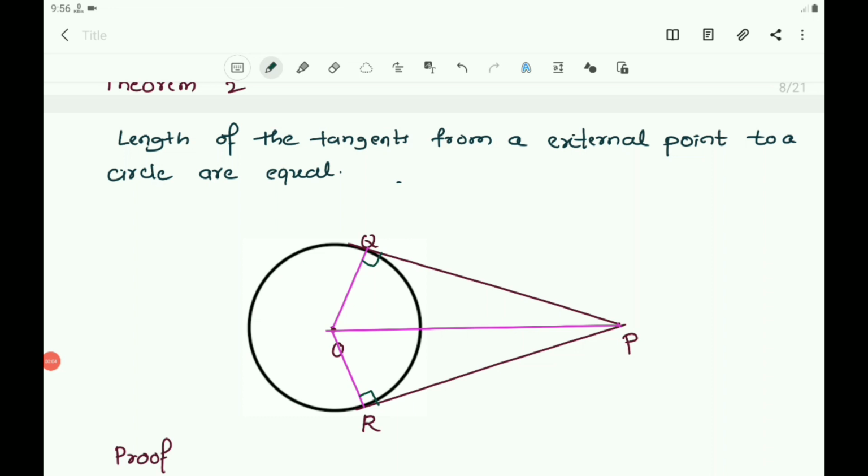Now we got the radii OQ and OR. OQ is the radius at the point of contact of the tangent PQ and OR is the radius at the point of contact of the tangent PR. Here Q and R are the points of contact, and the angle between the radius and the tangent must be equal to 90 degrees. So you got two right angles, angle OQP and angle ORP. So triangle OQP and triangle ORP are right angle triangles. Now let us prove that the two triangles are congruent. Naturally, we will get PQ equals PR.